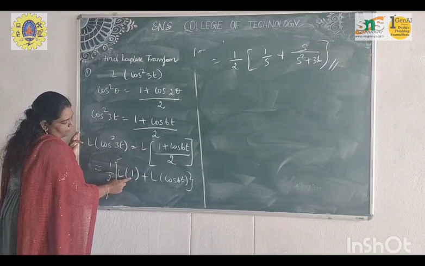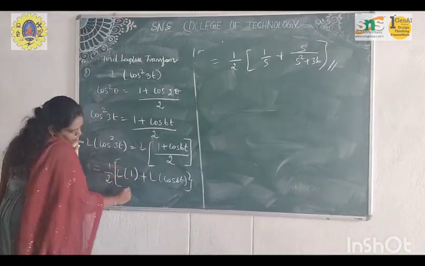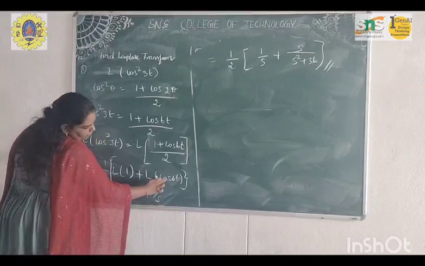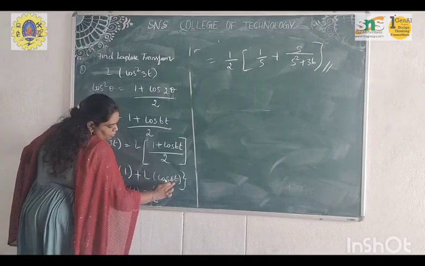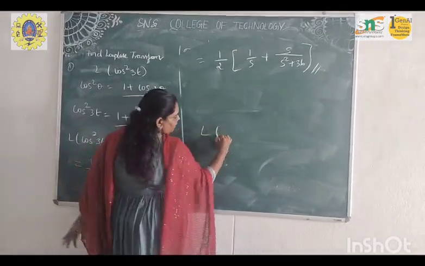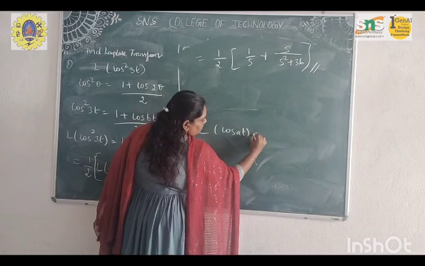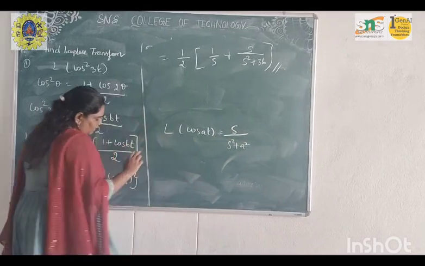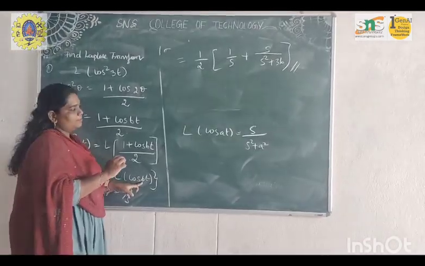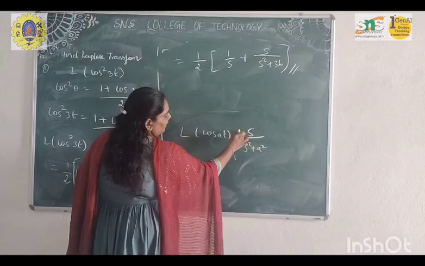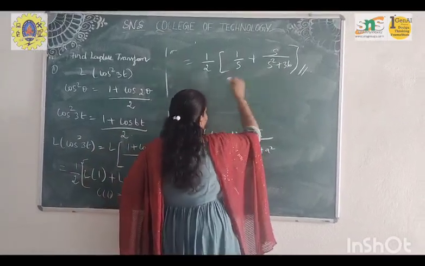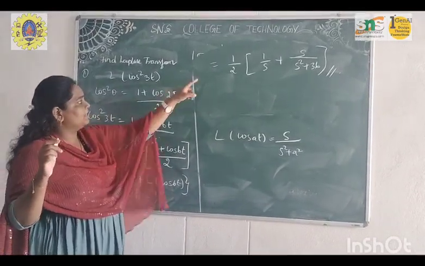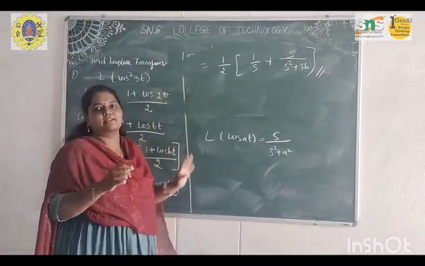So we know the formula for L of 1, which is equal to 1 divided by s. The formula for L of cos at is s divided by s squared plus a squared. So we are having a term as 6. So substituting 6 here, we are getting s divided by s squared plus 36. So 1 by 2 into 1 divided by s plus s divided by s squared plus 36 is the answer. Thank you.